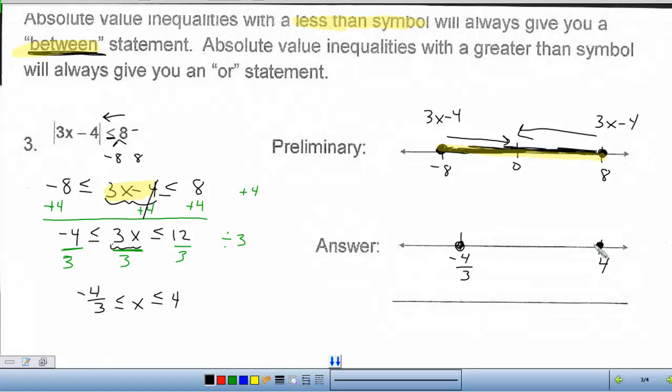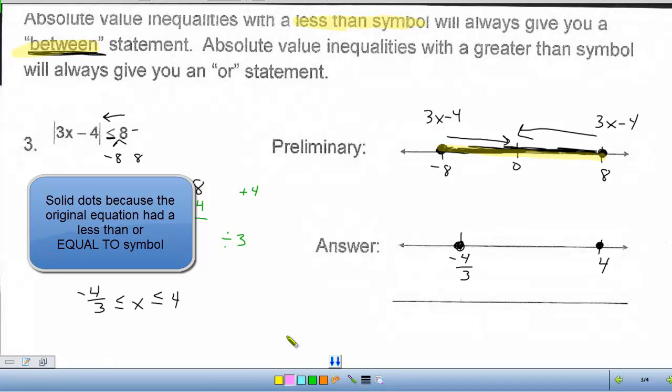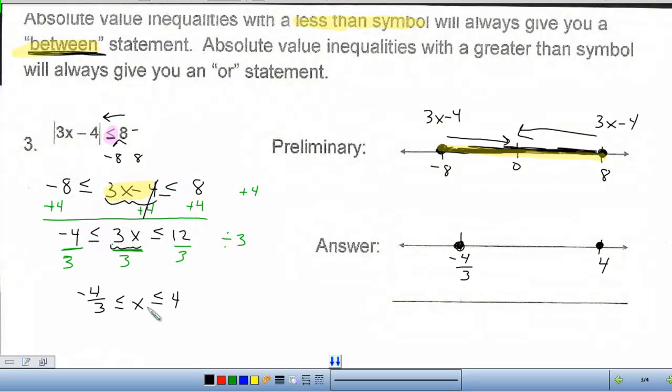These are solid dots because the original equation had a less than or equal to symbol. And because it's in between, going towards the absolute value, going towards 0, our graph will look like this. The answer is -4 over 3 is less than or equal to x is less than or equal to 4.